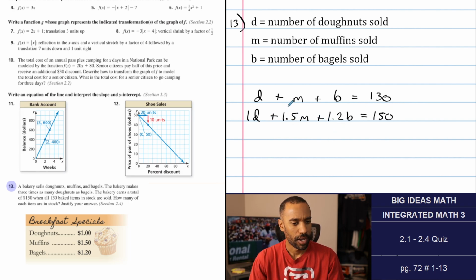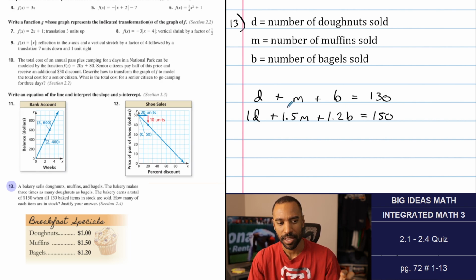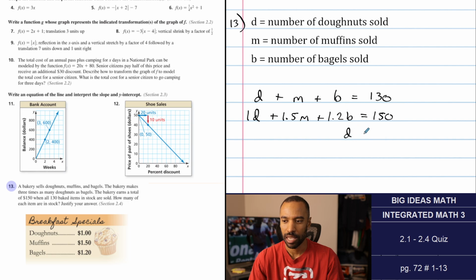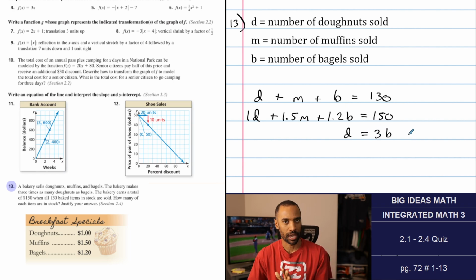And then the last one was actually the first thing they mentioned. The bakery makes 3 times as many donuts as bagels. So however many donuts they made, you got to take the number of bagels and triple it, right? The number of donuts is 3 times the number of bagels. That's kind of what we're looking at right there.